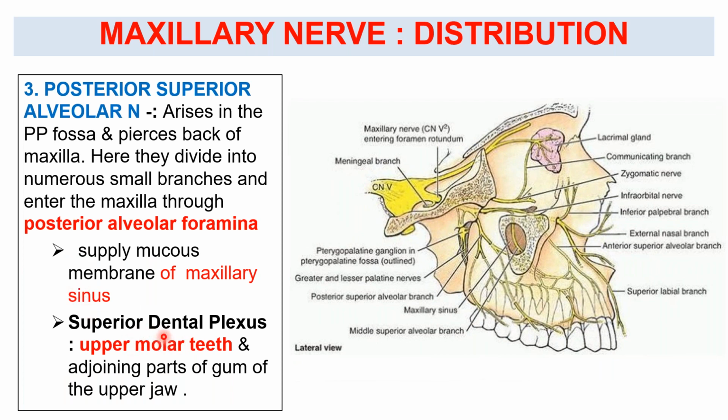So the superior dental plexus is formed by the posterior superior alveolar nerve, and this is going to supply the upper molar teeth. So the upper molar teeth and the adjoining gums will be supplied by the posterior superior alveolar nerve.